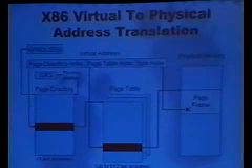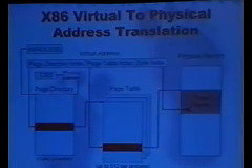So now we're at the base address of the frame in physical memory. But to actually get to the address that caused the memory access, we now need to combine it with the byte index, or offset, into that page frame. And therefore you get your complete physical address and your translation is complete.